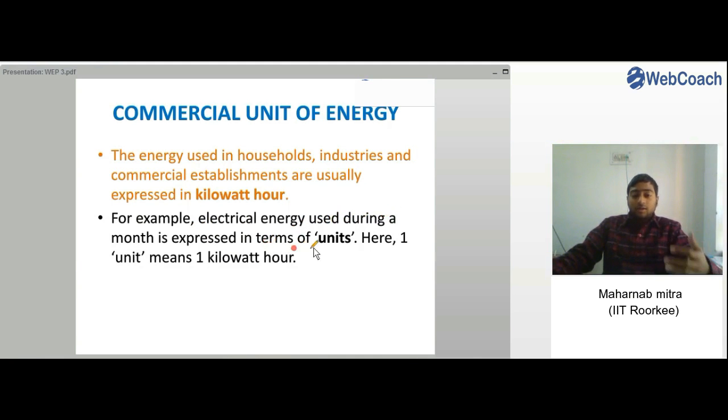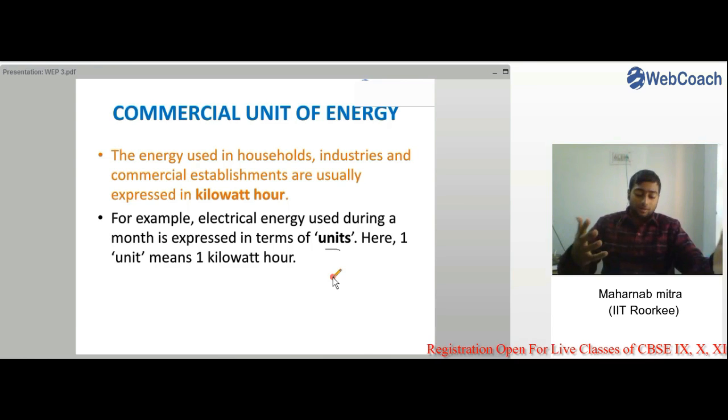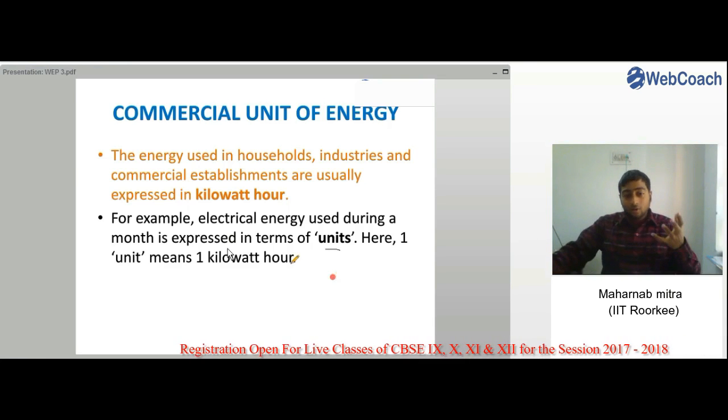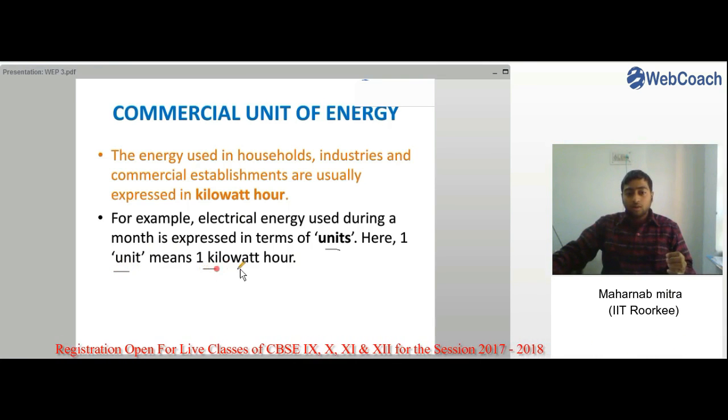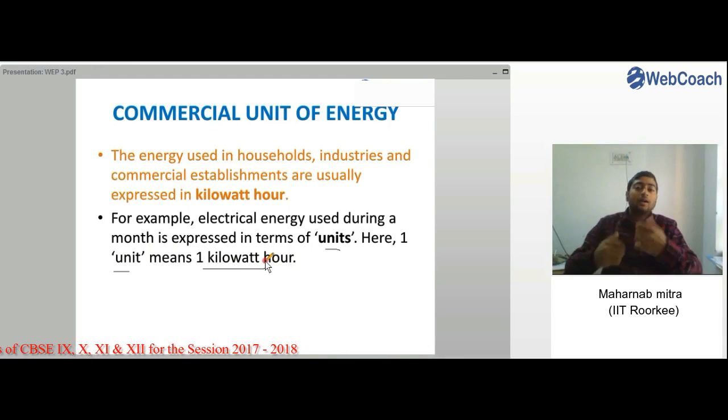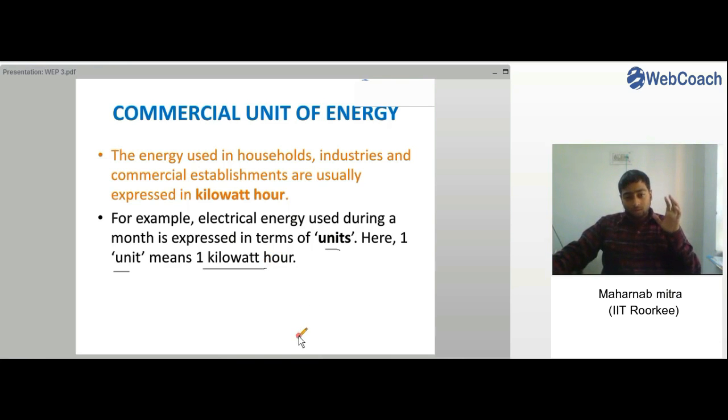Electrical energy used during a month is expressed in terms of units. You will see in your electric bill, you will often find 3 units, 4 units, 10 units, like this is the energy consumption, right? All the energy consumption has been given in units, or we can say 1 unit means 1 kilowatt hour. Instead of writing this big unit kilowatt hour, we have shortened it and written it as 1 unit. And unit is actually used for electrical appliances, for measuring the energy you use in your household, right?